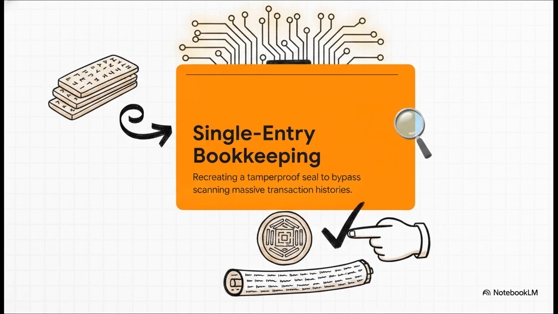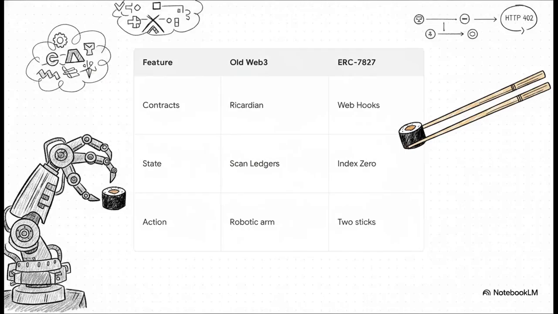You literally just check the seal, and you're good to go. This is what we call the chopsticks design philosophy. For years, engineers were just banging their heads against the wall trying to use these bloated, complex smart contracts to move physical objects. It was like building a $1 million robotic arm just to pick up a single piece of sushi. ERC 7027 throws all of that out the window.